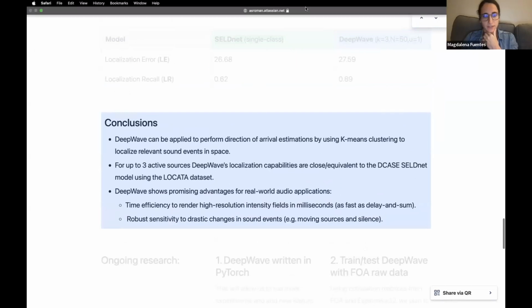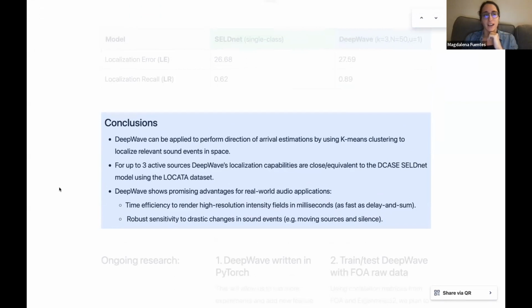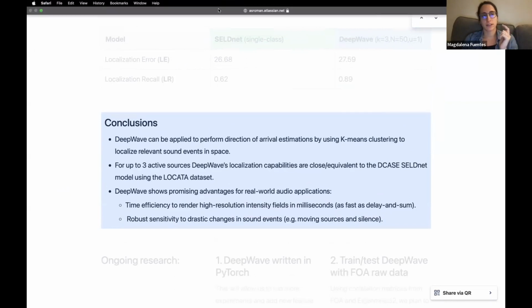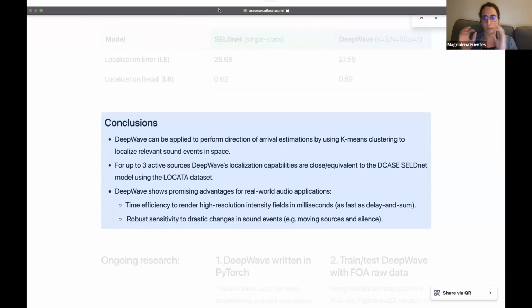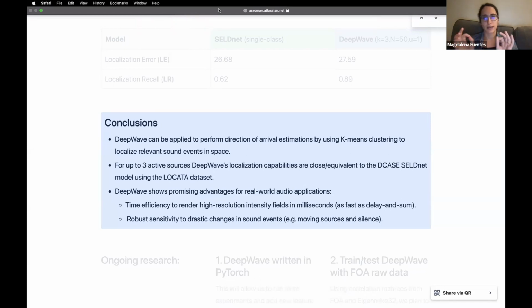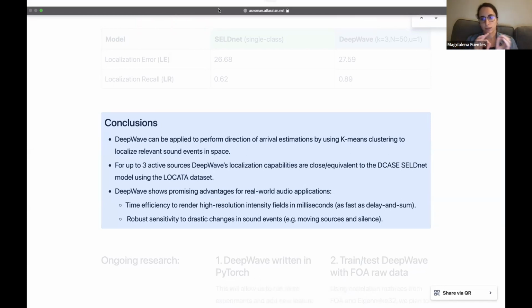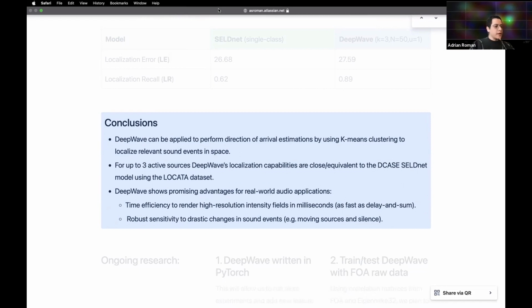Maybe I can explain a bit where my question was. By the way, very nice presentation, very clear and very nice work. I was just trying to understand how you trained that model, given that the model is predicting these intensity maps, let's say. But the labels of LOCATA, if I understand correctly, are points in space, right? Exactly. So I'm just trying to understand how the model is trained in that way.